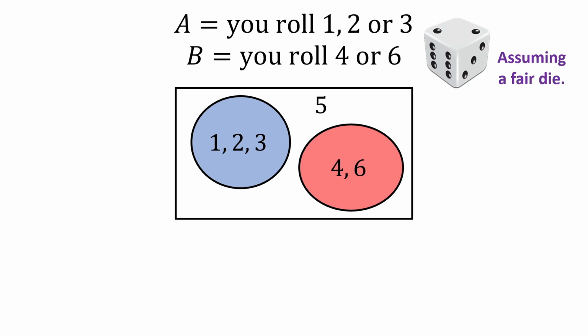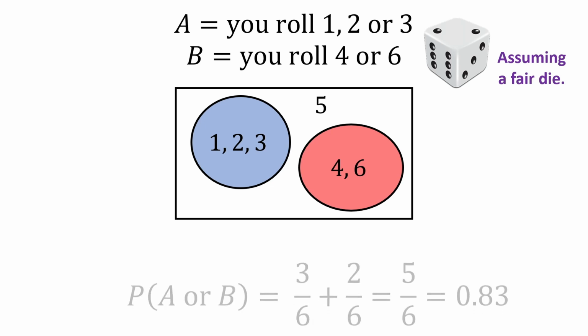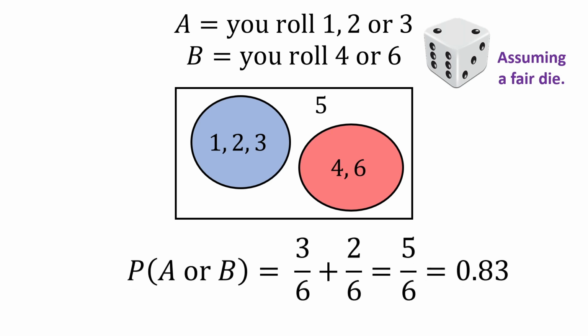So because they're disjoint, we can use the addition rule for disjoint events, which is to say the probability that A or B occurs is just the probability that A occurs, which is 3 over 6, plus the probability that B occurs, 2 over 6. So in the end, you get 83% probability.